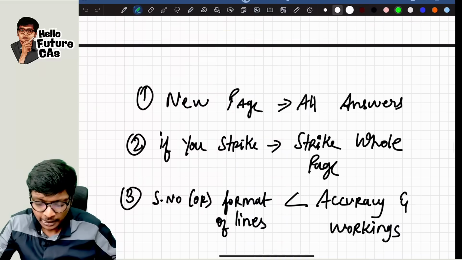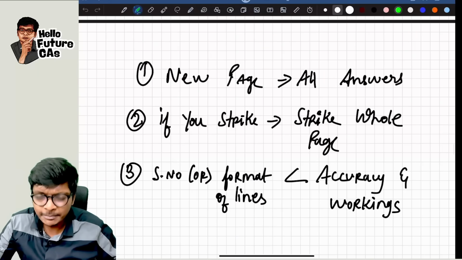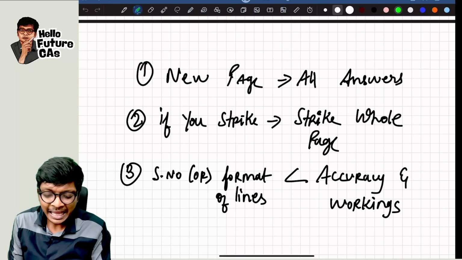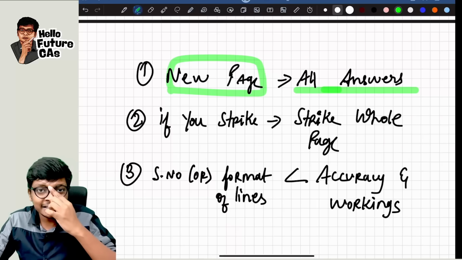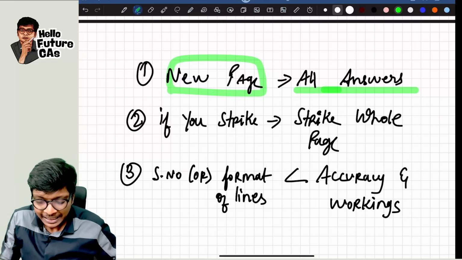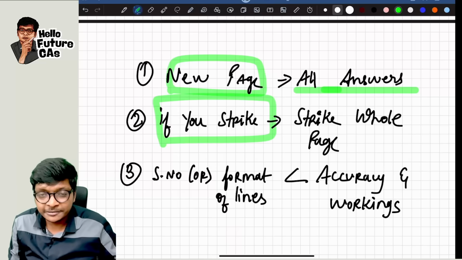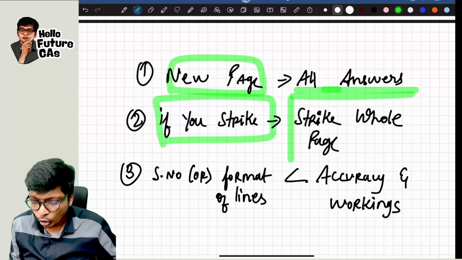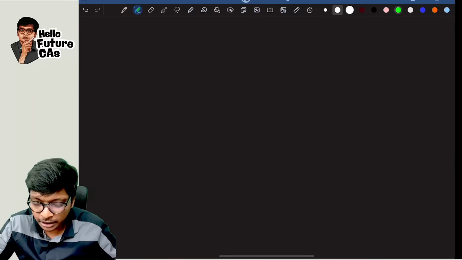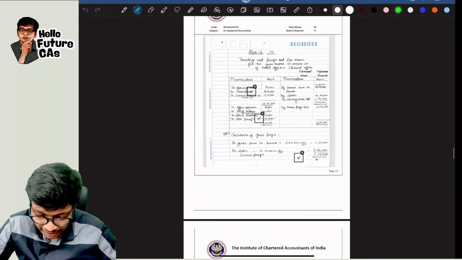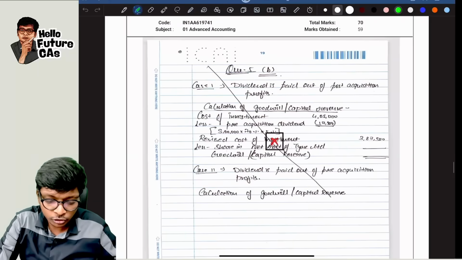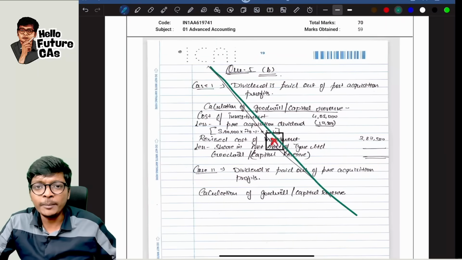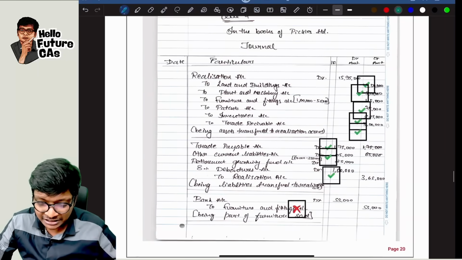Guys, very simple. But the simple point over here is every answer is in a new page. If he is striking because it's a mistake, he is striking the whole page and starting in a new page. Let me show you that, guys, towards the end. Look at this. Where one question was wrong, he struck the whole page and again freshly started.